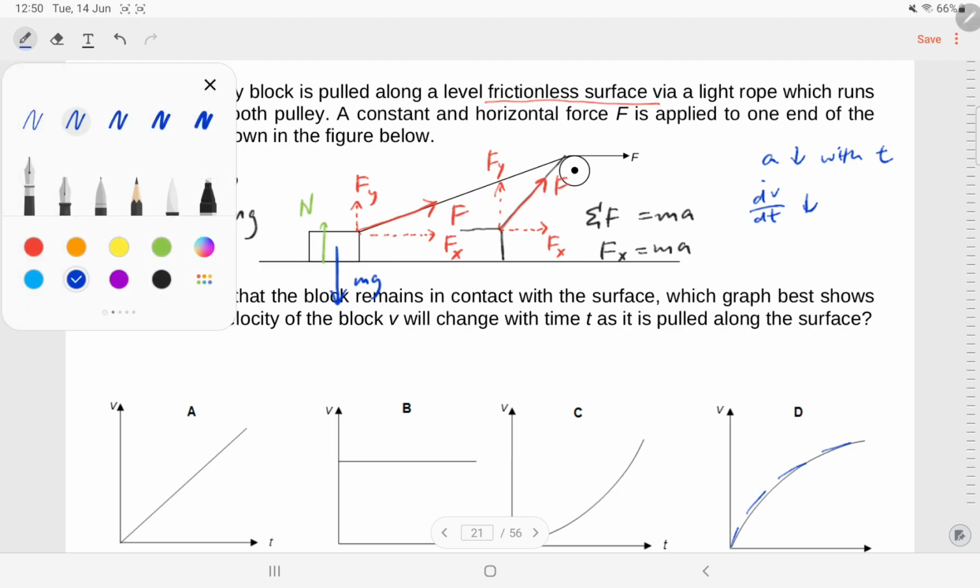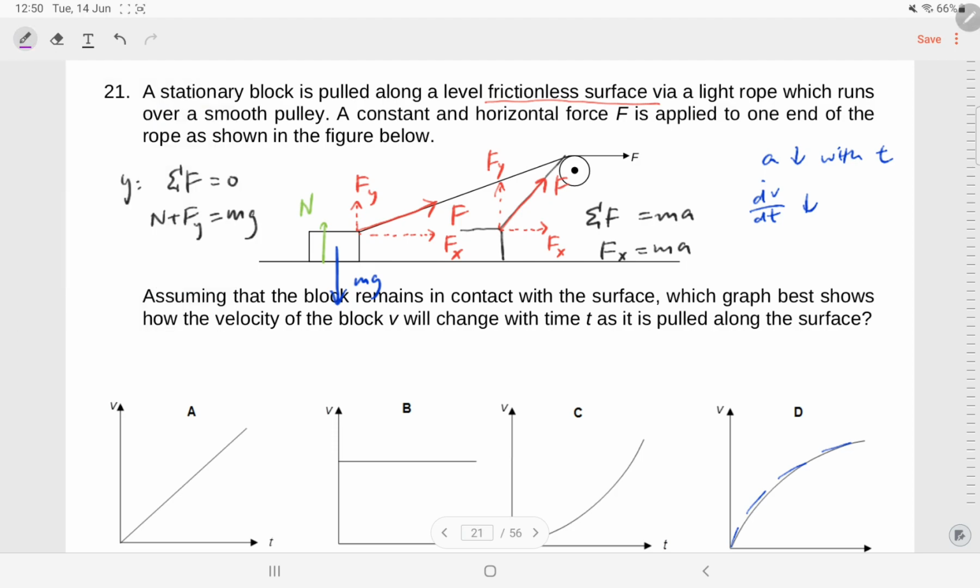Another way, if you would like to be more mathematical, you can also write out Fx in terms of F and the angle theta subtended by the string to the horizontal. So you will have F cos theta equals ma. You can also see from here that theta will increase. That makes cosine theta smaller and a smaller, but you don't actually have to do that. So the answer is D.